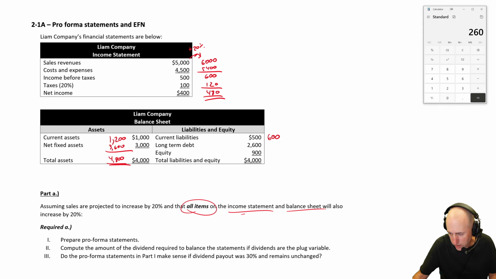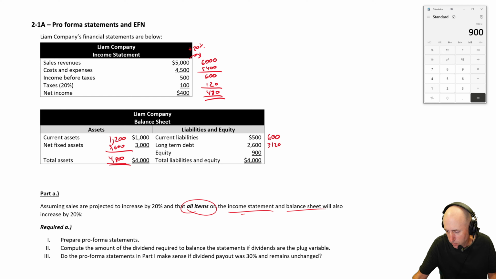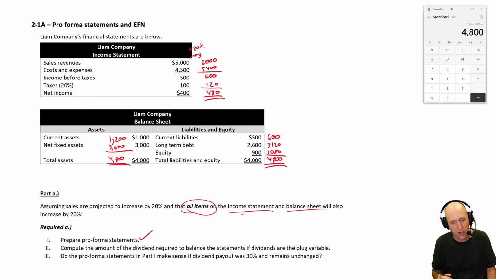Our long-term debt, 2,600 going up by 20%, so multiplied by 1.2 is 3,120, and 900 multiplied by 1.2 is 1,080. Adding this up, hopefully the assets equal liabilities plus equity, hopefully our balance sheet balances. 600 plus 3,120 plus 1,080 gives us 4,800. Yes, indeed. Oh, good feeling. Our balance sheet does balance. Okay, so we've answered the first part. Prepare pro forma statements. We did that.